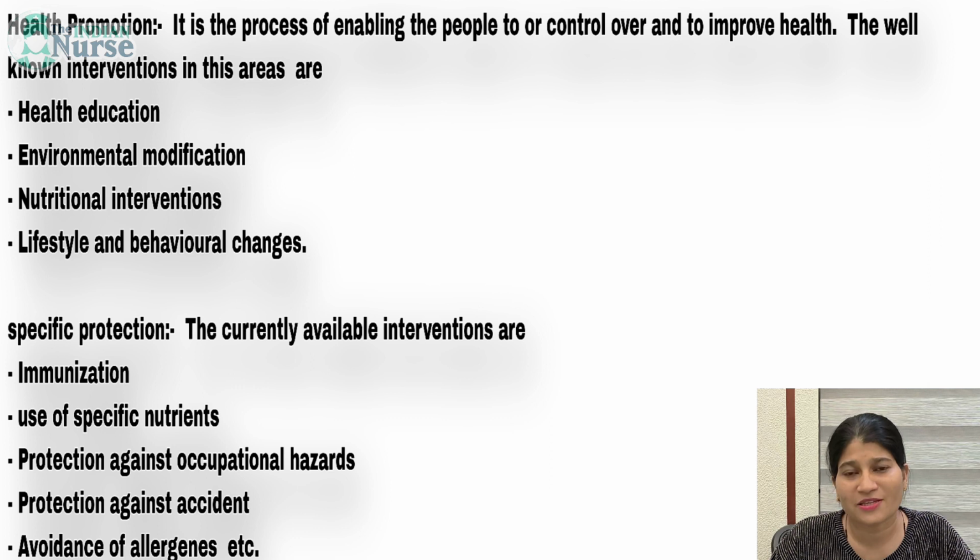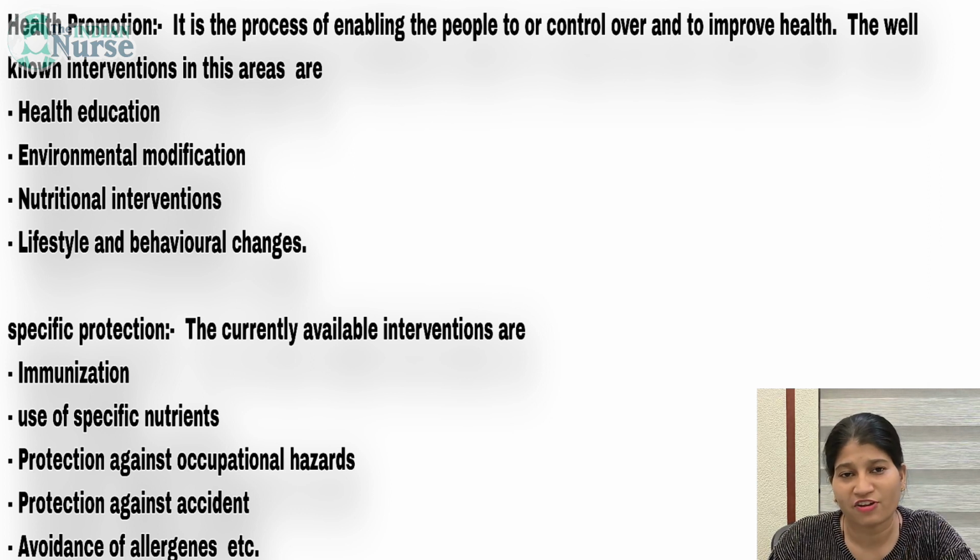The second one is specific protection. The currently available interventions give protection from disease, either through immunization, use of specific nutrients, protection against occupational hazards, protection against accidents, and avoidance of allergens. For this we have to give health education to the people, or practice it, because of that we get rid of the disease. So these are the specific protections from some diseases.